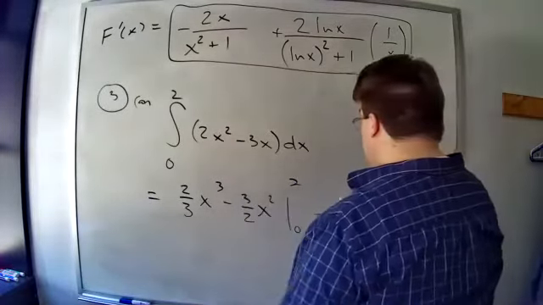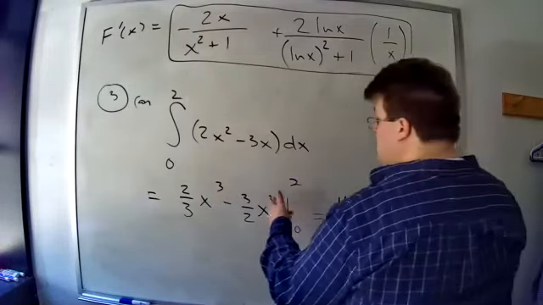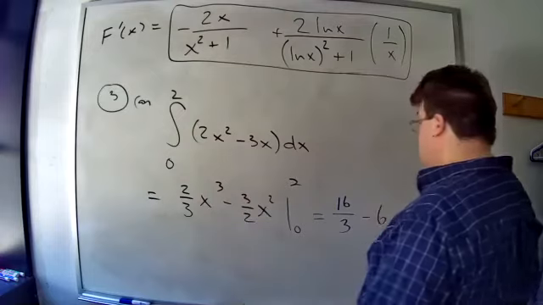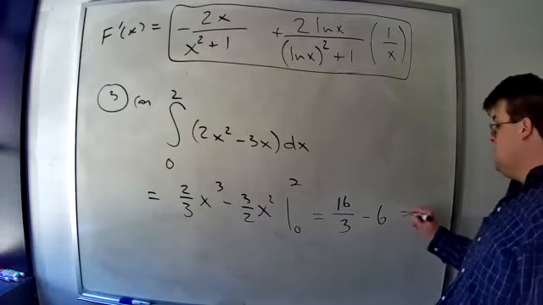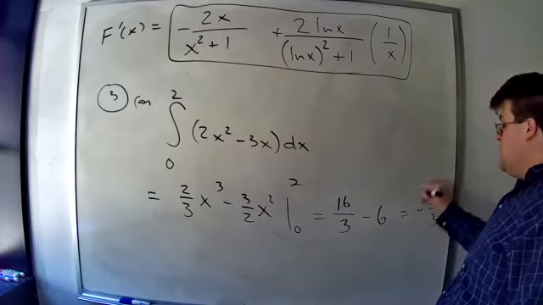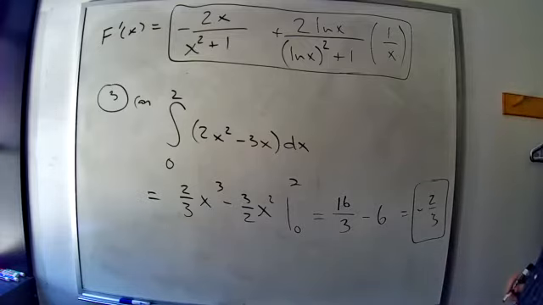8 times 2/3, 16/3, 4 times 1.5, minus 6. Okay, minus 6. And you get minus 2/3. Any questions about the computation in part A?